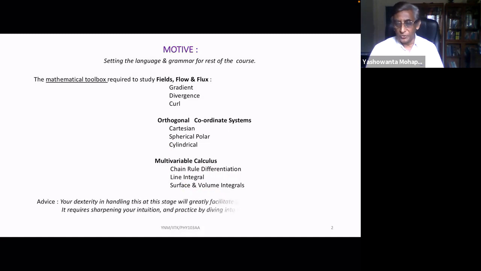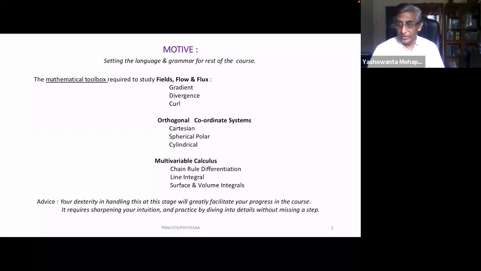My advice at this stage is that your dexterity in handling these mathematical preliminaries will greatly facilitate your progress in this course. Hence take this seriously and put in some serious time into this right now. It requires sharpening your intuition, not just mathematics, okay? But of course it requires finger exercise. Practice it by diving into details and don't miss a step while doing this. Later, you would not need this so often, but at this stage, you require a lot of that.